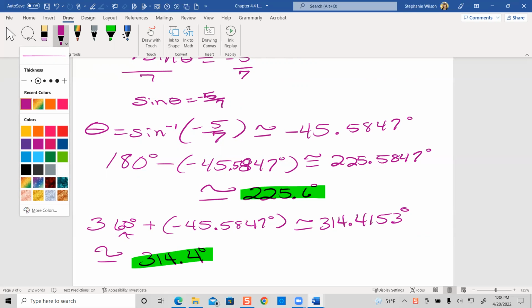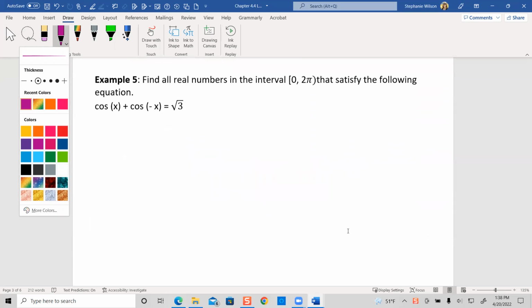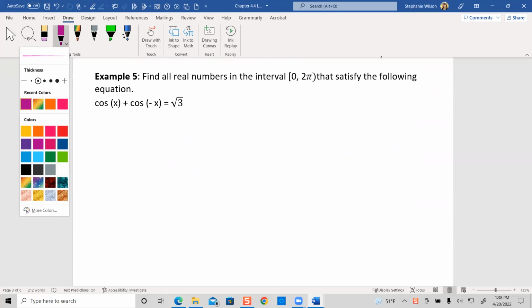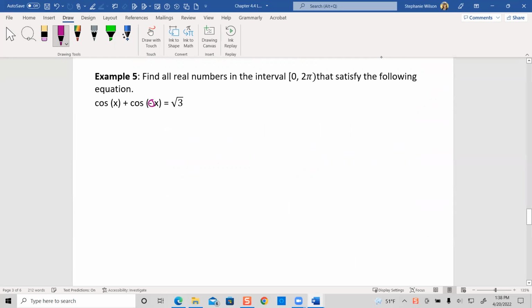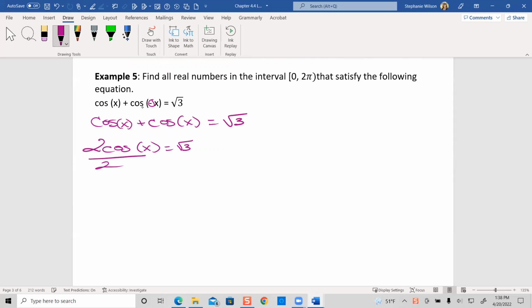So let's talk about number 5. Number 5 says find all real numbers in the interval of 0 to 2 pi that satisfy the following equations. We're in radians again. The first thing I notice is that cosine is even. So when I take that negative sign out, it just goes away. So now I got cosine of x plus cosine of x equals square root of 3. And that means I got 2 of these cosines of x equals square root of 3. And I want to divide by the 2 on both sides. So now I got cosine of x is equal to square root of 3 halves.